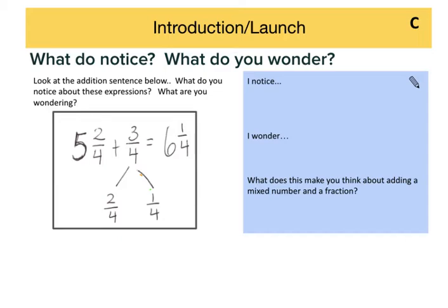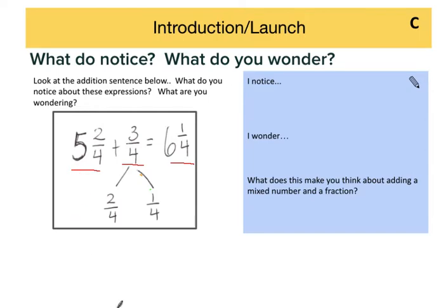So I noticed that they were adding 5 and 2/4 plus 3/4 to get a sum of 6 and 1/4. I noticed that they added a mixed number and a fraction to get another mixed number. Remember, a mixed number has a whole number, and it also has a fractional part. I also noticed that the whole number changes from 5 to 6 when I add 5 and 2/4 plus 3/4.